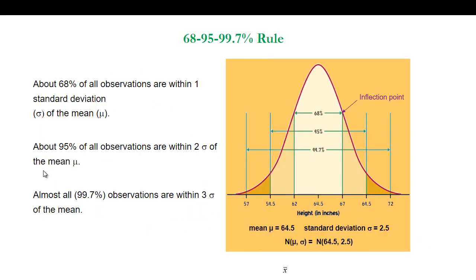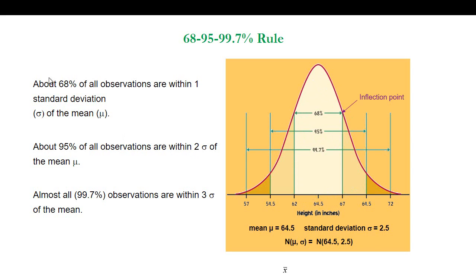Here is the 68, 95, 99.7% rule. What it says is that 68% of the area below the normal density curve is within one standard deviation from the mean.